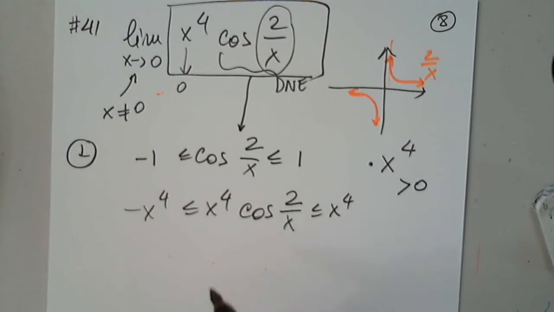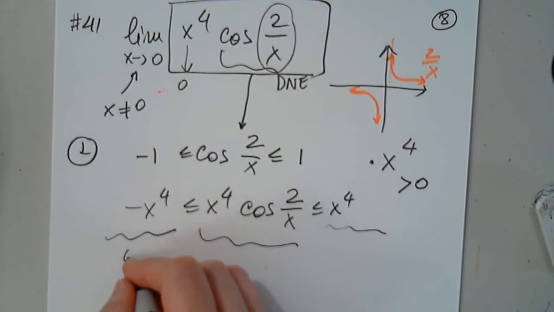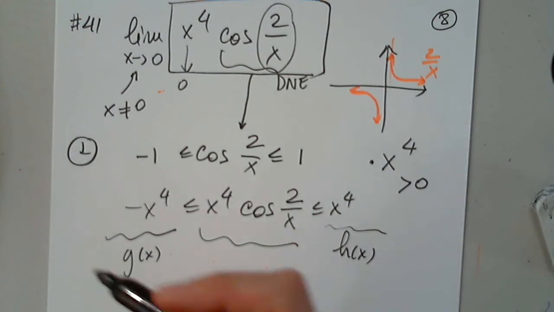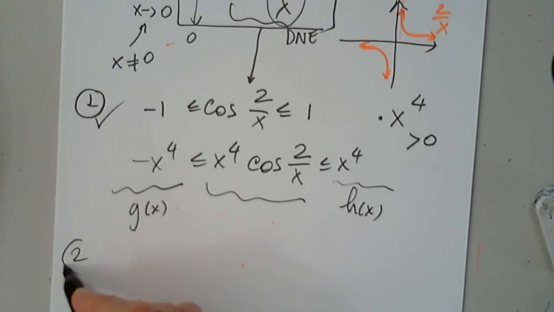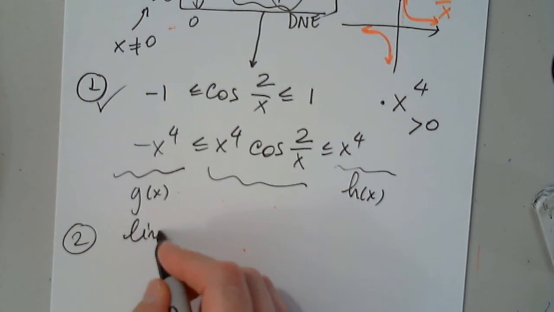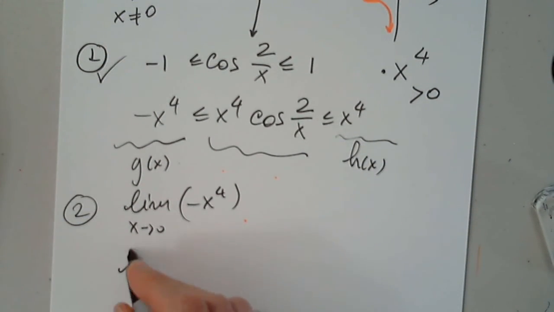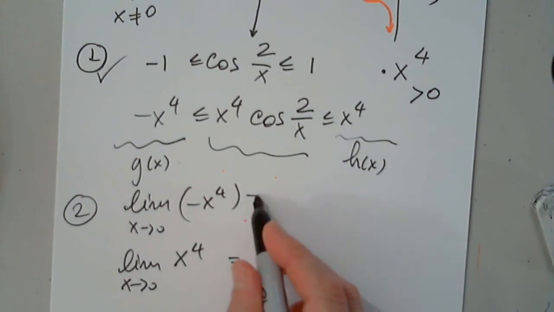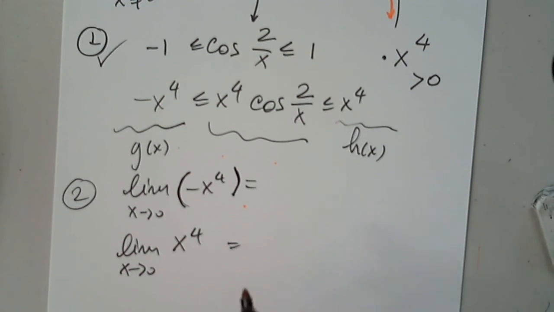I did the squeeze. This is my function. This is the lower bound, and this is the upper bound. So this is my g of x, and this is my h of x. The first step is fulfilled. Step number 2 is even easier, because I have to find the limit as x approaches 0 of the lower bound, and the limit, of course, the same thing, as x approaches 0 of the upper bound. Notice this one needs parentheses, this one does not. And if these two exist and they are equal, then by the squeeze theorem I'll conclude.